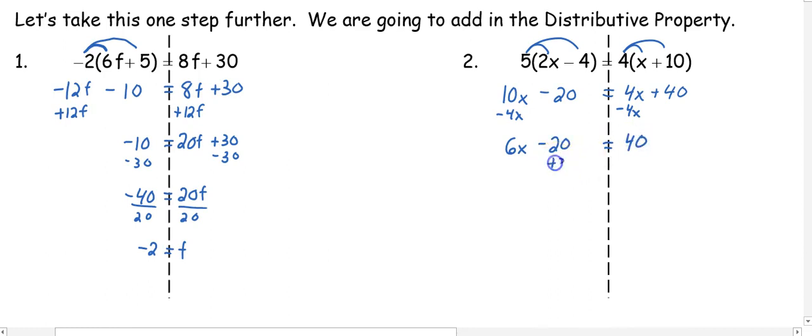Then we can add 20 to both sides. So we get 6x equals 60, and when we divide by 6, x equals 10.